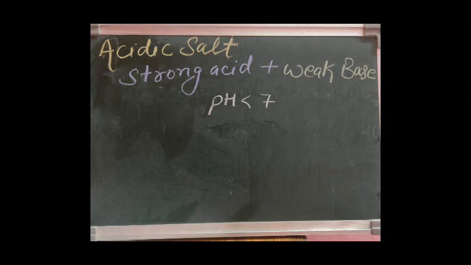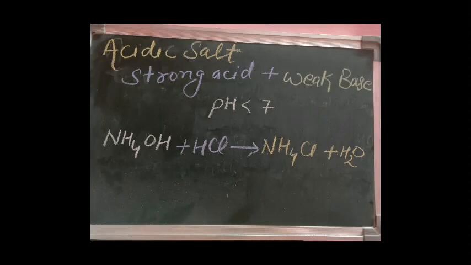As I told you, in acidic salt, strong acid reacts with weak base, so that's why the salt which is formed is acidic in nature. Let's take an example of acidic salt, ammonium chloride. Ammonium chloride is formed with the base ammonium hydroxide plus a strong acid, that is hydrochloric acid. Ammonium hydroxide is a weak base. So when it reacts with the strong acid like HCl, it forms ammonium chloride and water.